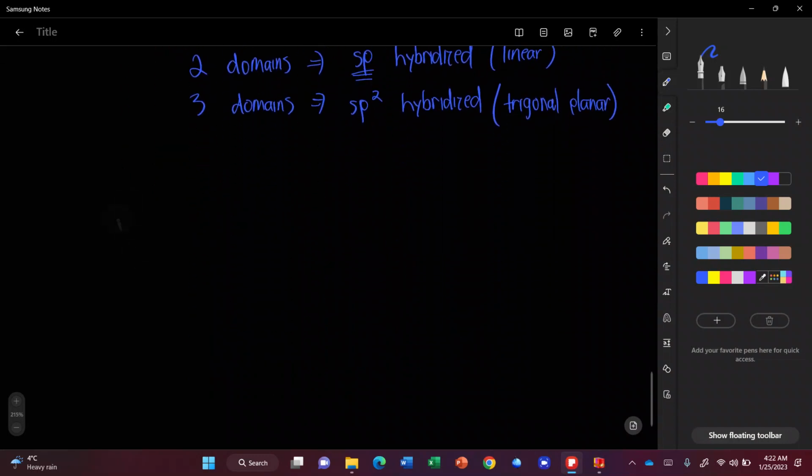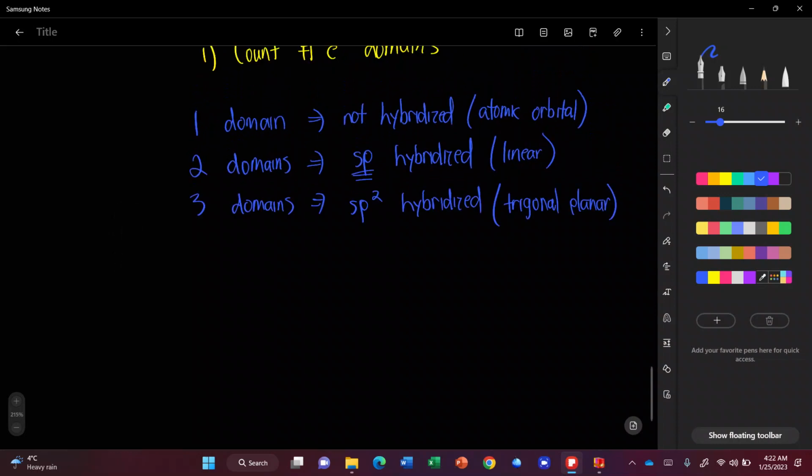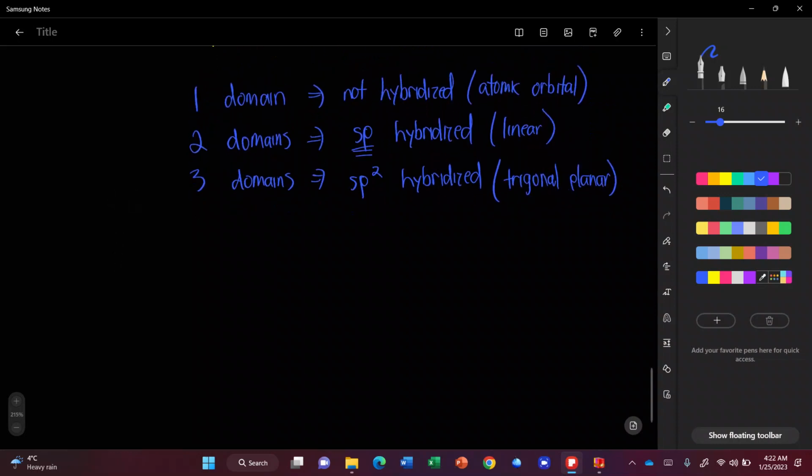And then now, I am about to tell you why we have that weird little caveat with 4 domains. So we already know that when something has 4 domains, it's usually tetrahedral, but sometimes it can be trigonal planar. The same sort of caveat applies to hybridization. So if something has 4 domains, it is usually sp3, and when something is sp3, it is tetrahedral.